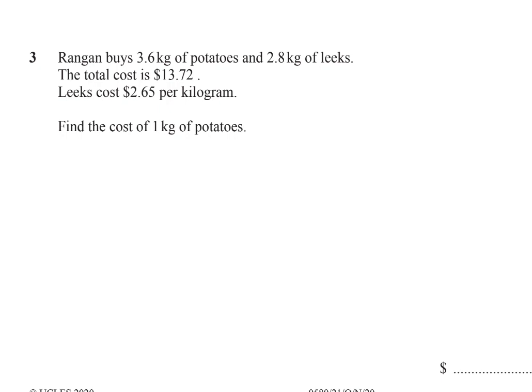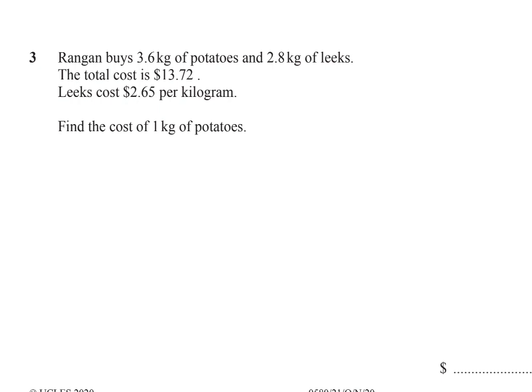Number 3, Rangam buys 3.6 kg of potatoes and 2.8 kg of leeks. The total cost is $13.72. Leeks cost $2.65 per kilogram. Find the cost of 1 kilogram of potatoes.